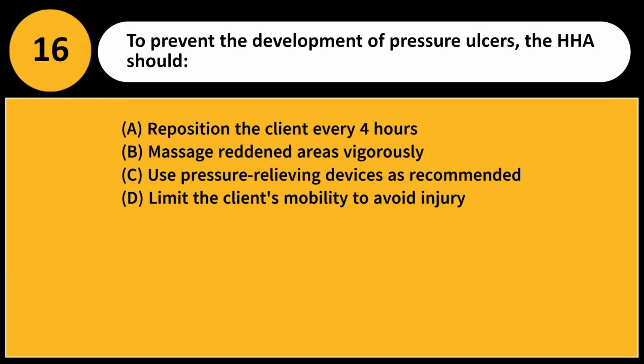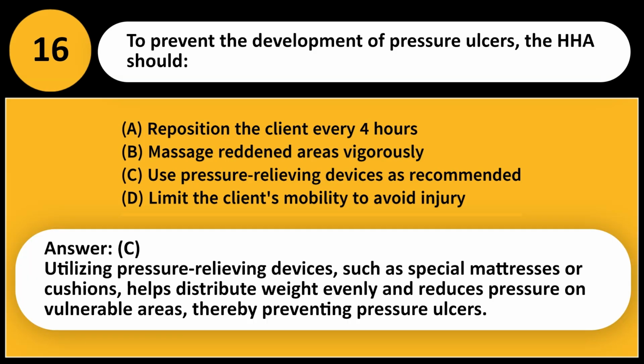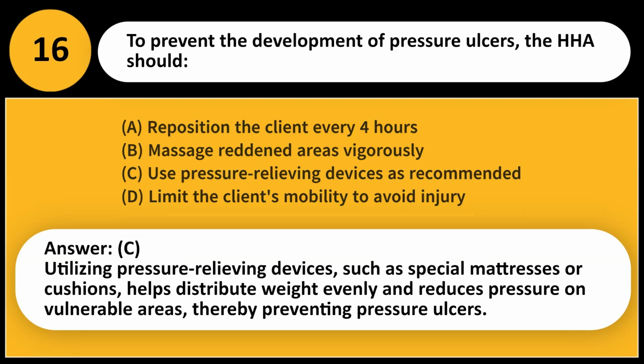effectively. To prevent the development of pressure ulcers, the HHA should: A. Reposition the client every 4 hours. B. Massage reddened areas vigorously. C. Use pressure-relieving devices as recommended. D. Limit the client's mobility to avoid injury. Answer: C. Utilizing pressure-relieving devices, such as special mattresses or cushions, helps distribute weight evenly and reduces pressure on vulnerable areas, thereby preventing pressure ulcers.